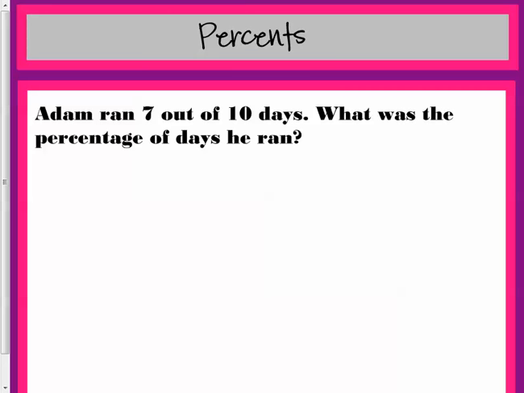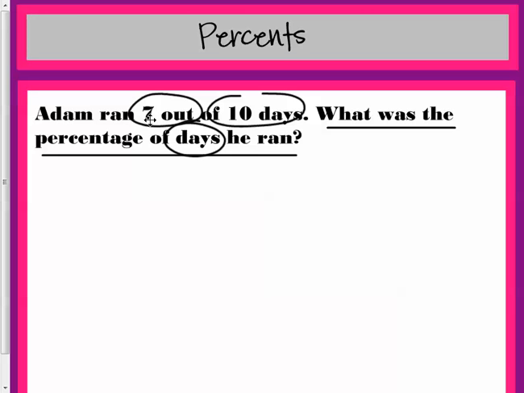Okay, so here's what I underlined and circled. Adam ran 7 out of 10 days, so I knew I wanted 7 out of 10 days. What was the percentage, make sure you circle percentage, of days he ran? So I'm trying to figure out what percent, so what out of 100 he ran. I'm going to write that down first because I want to know the percent of days.